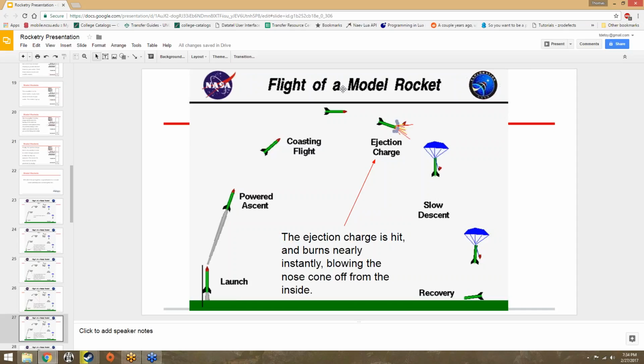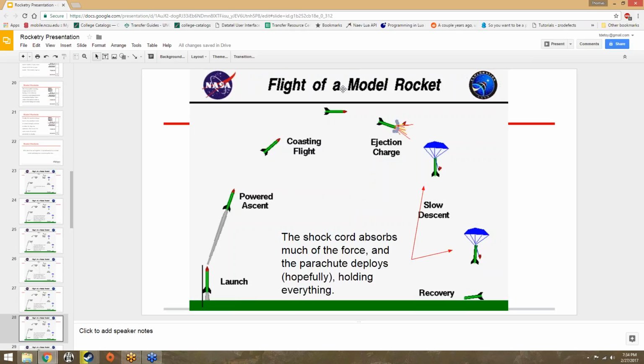front of the rocket blows off, and then there's just a bunch of purple and green papers flying out of the rocket, and then the parachute. So it's like a party favor in the air. But yeah, it burns nearly instantly, blowing the nose cone off from the inside.